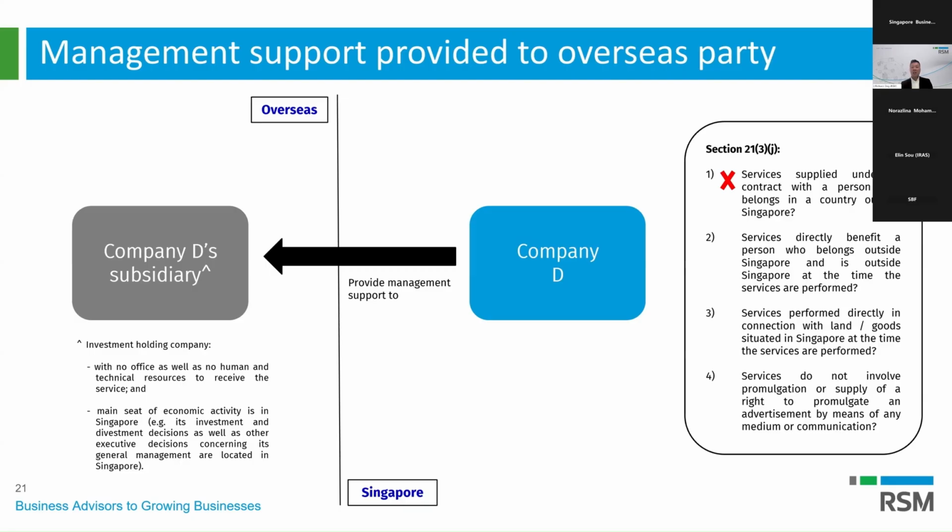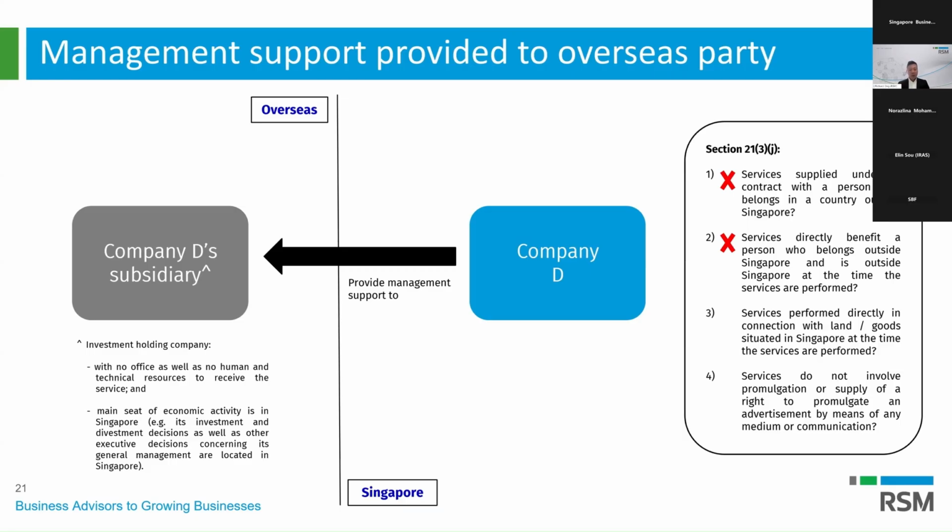Okay, the direct beneficiary here, again, the subsidiary will be the direct beneficiary, but point 2 also says it must benefit a person who belongs outside Singapore and is outside Singapore at the time the services are performed. So again, condition 2 does not apply as well.